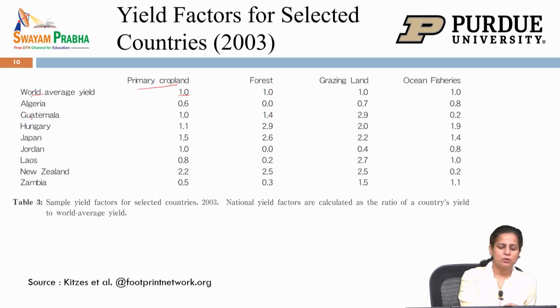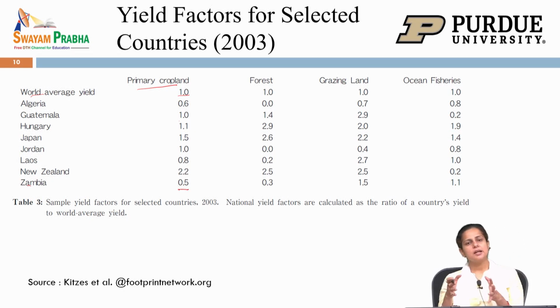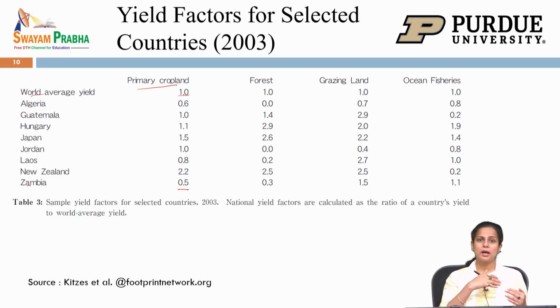We can see that Guatemala is very close to the average productivity of the global hectare, Hungary is also 1.1, Japan has a higher productivity of 1.4, but Zambia is really low at 0.5, which means that a hectare of cropland in Zambia is not the same as a hectare of cropland in Japan. So, if you are growing a crop in Japan, you will have a higher ecological footprint because you have a higher yield. So, you are consuming resources of higher quality.